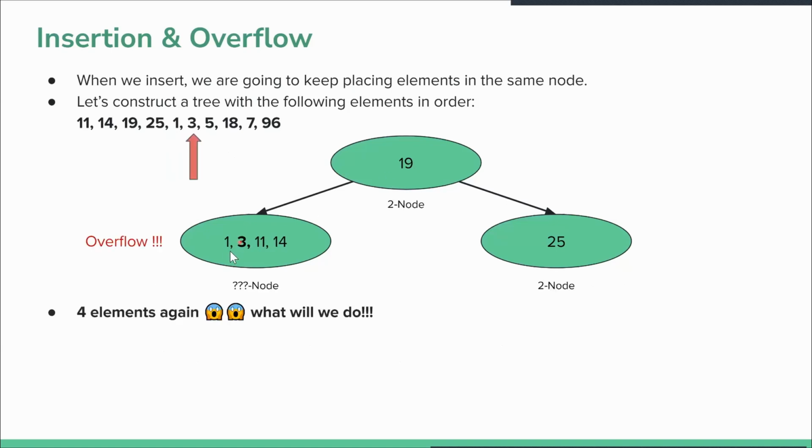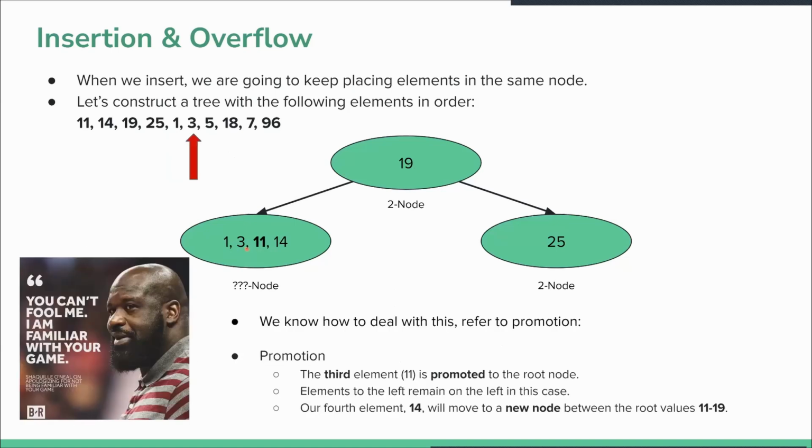That's fine. But 3, it's less than 19. We go here. Now, here's our issue. Overflow again. What will we do? We don't know what to do. But we do know what to do, because we're going to have to look at our 3rd element just as before. You'll see it's not very exciting. It's going to be the same thing, but it looks a little different every time.